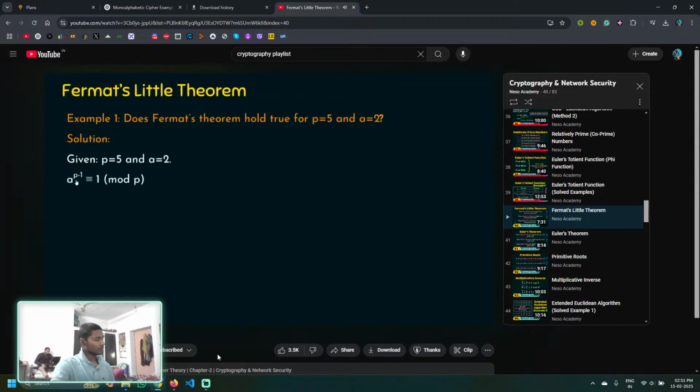As per Fermat's theorem, we know a power p minus 1 is congruent to 1 mod p. Let's just substitute those values. So we get 2 power 5 minus 1 is congruent to 1 mod 5. 2 power 5 minus 1 is actually 2 power 4. So 2 power 4 is congruent to 1 mod 5. You can use modular exponentiation, or simply you can use this value: 2 power 4 is 16. So we get 16 is congruent to 1 mod 5.